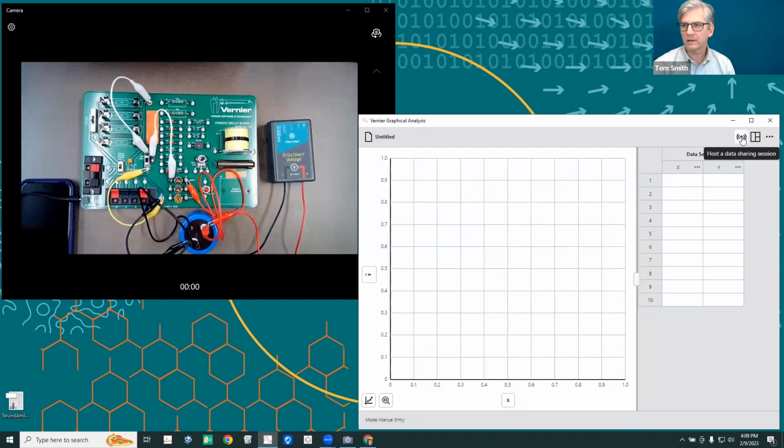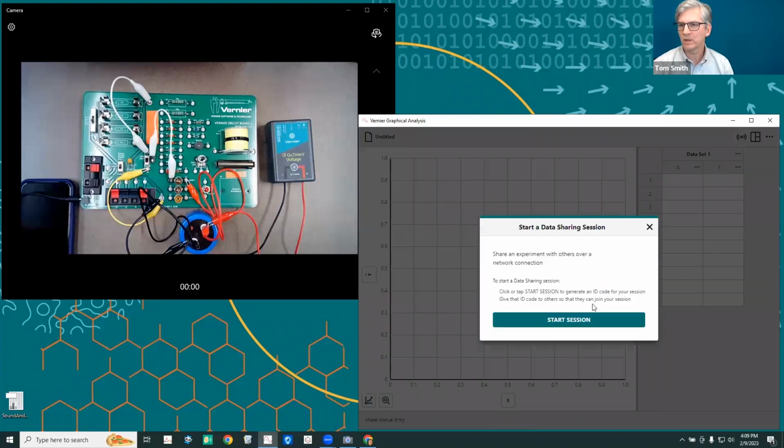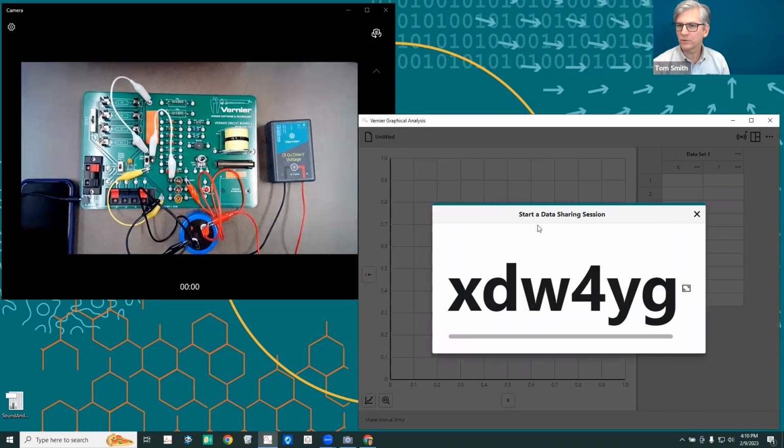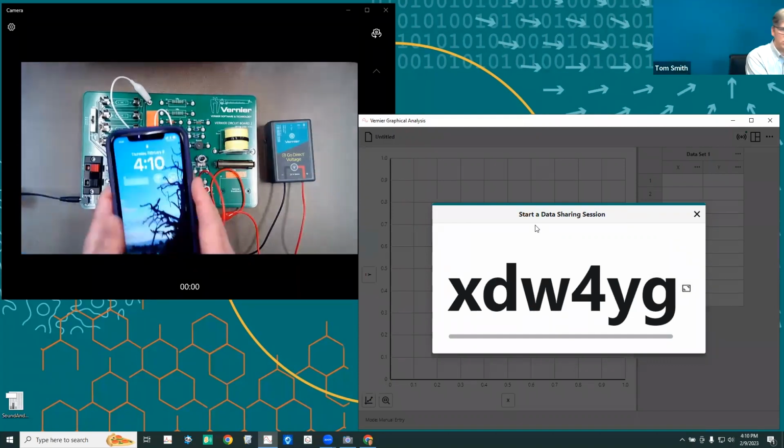Now, I'm going to start a data sharing session, and I'll show you briefly how to connect to it so that you can get the data that I'm collecting at the same time. So I've started a data sharing session. This is the code that I'll copy into the chat as well. And then I'll also make it large so that when I try to do this on my phone, I'll be able to see it. And I'm just going to demonstrate to you how you would.